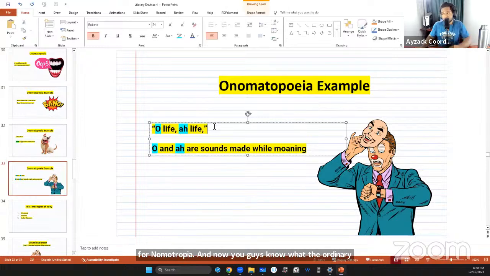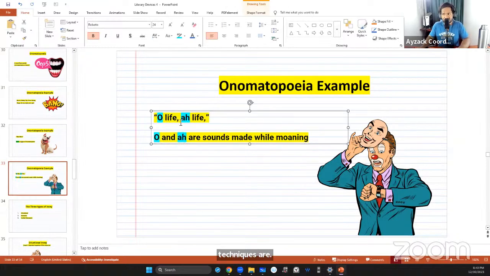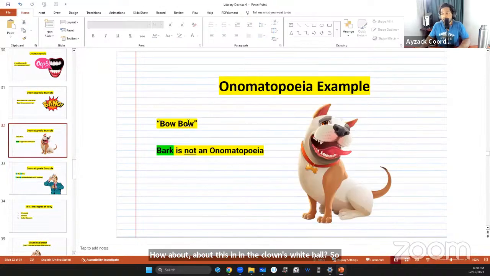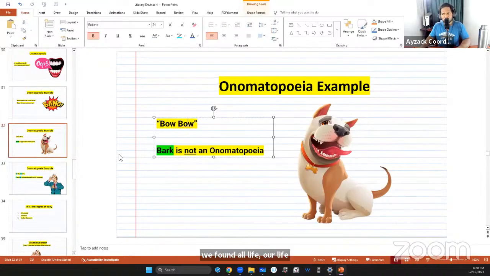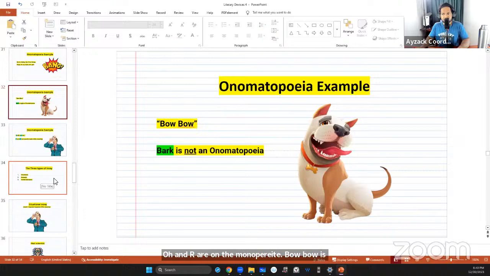How about this? In The Clown's Wife also, we found "O life, R life." O and R are onomatopoeia, right? Bow bow is an onomatopoeia, bark is not.